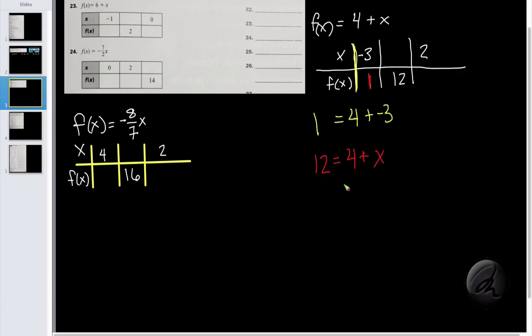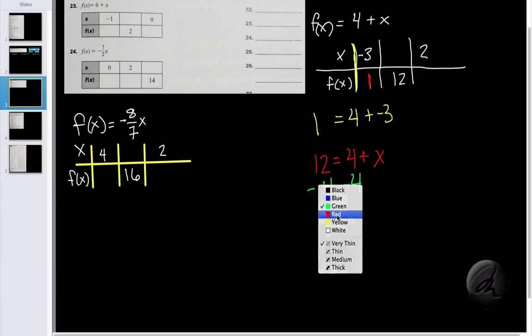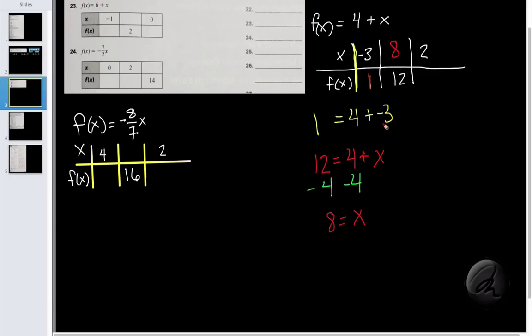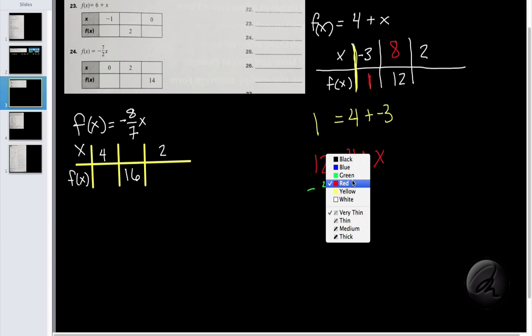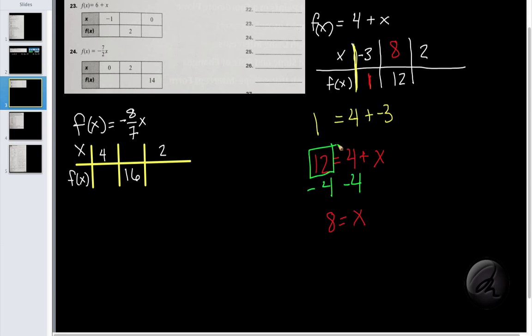Okay, so I would first subtract my 4 from both sides. And then that gives me the new equation: I've eliminated my 4, so now x is on this side. 12 minus 4 is 8. So in order for this function to equal 12, x must be 8 for this to be true.